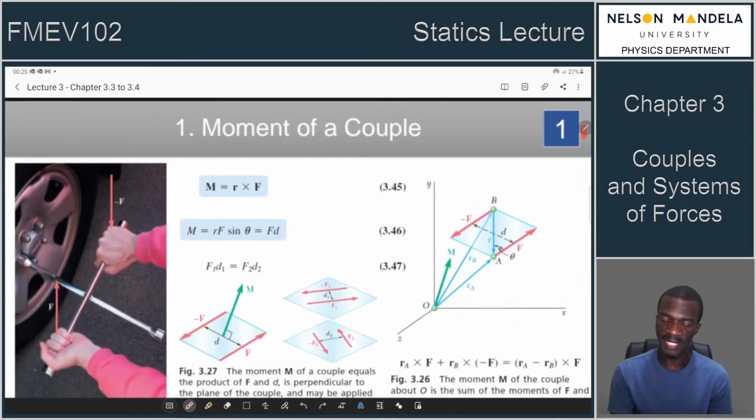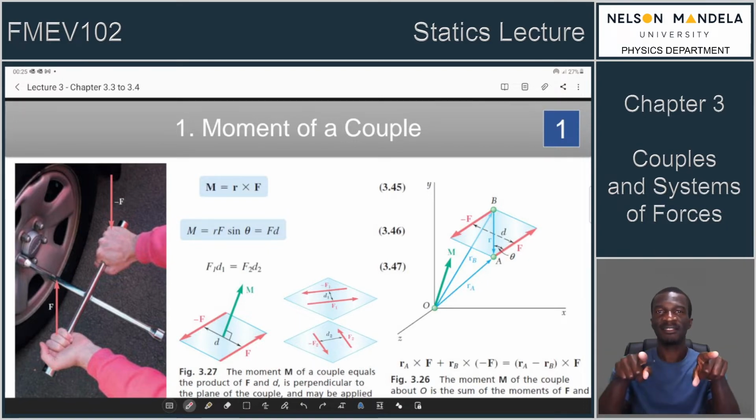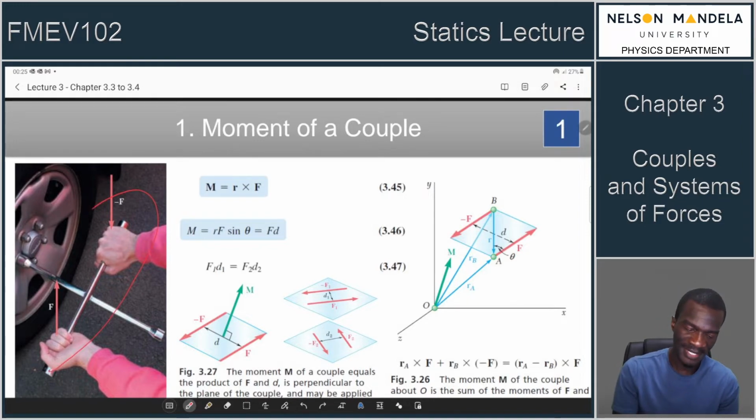So what is a couple? A couple is simply a set of 2 forces. These forces are equal in magnitude. These forces are parallel, so their lines of action are parallel, but the forces point in different directions. An example is, this is the best example of your wheel spanner.